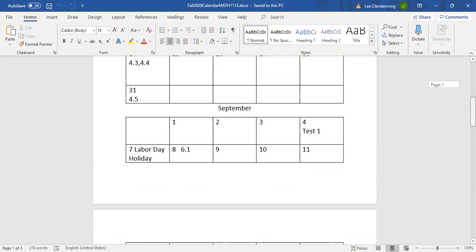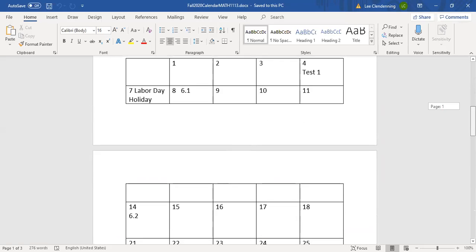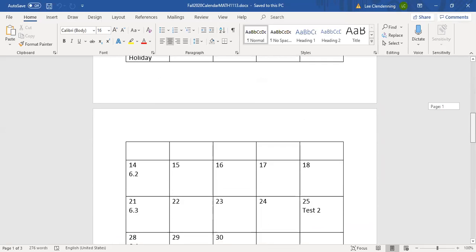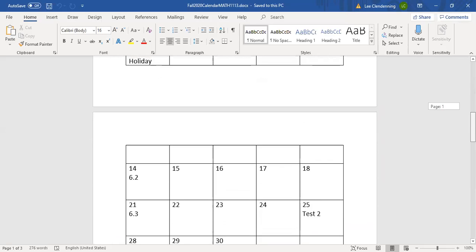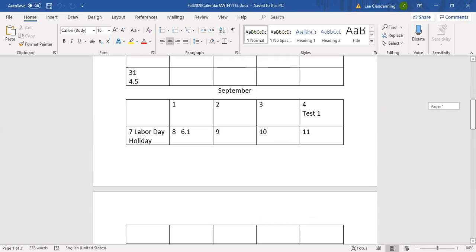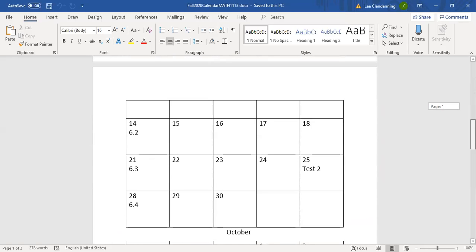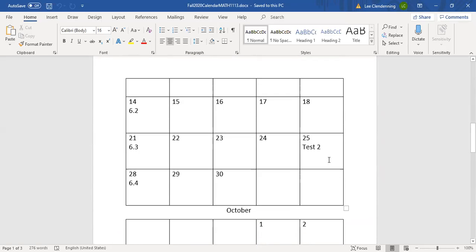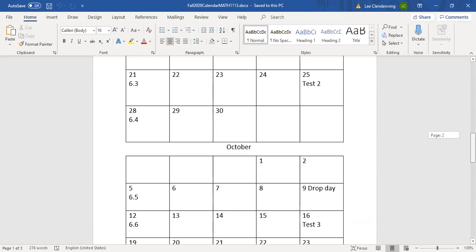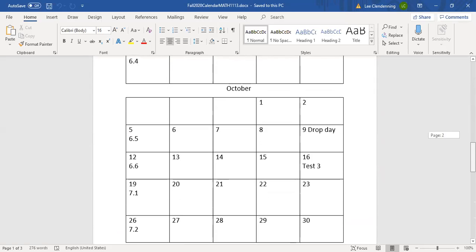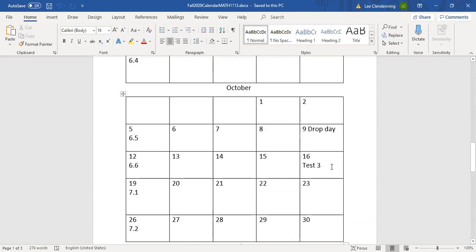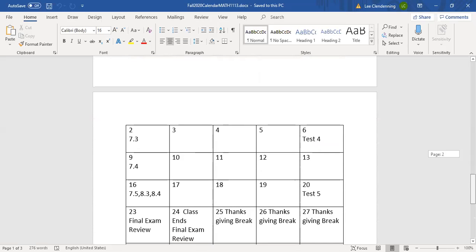Charge into chapter 3. Okay, now we're starting off with 2 sections. Then we just charge into trig, and these sections are action-packed. So we're looking at 1 section a week, test 2 on the 25th. Get 2 tests in before drop day. Then we finish chapter 6, test 3, October 16th. Then charge into chapter 7, test 4, and test 5.